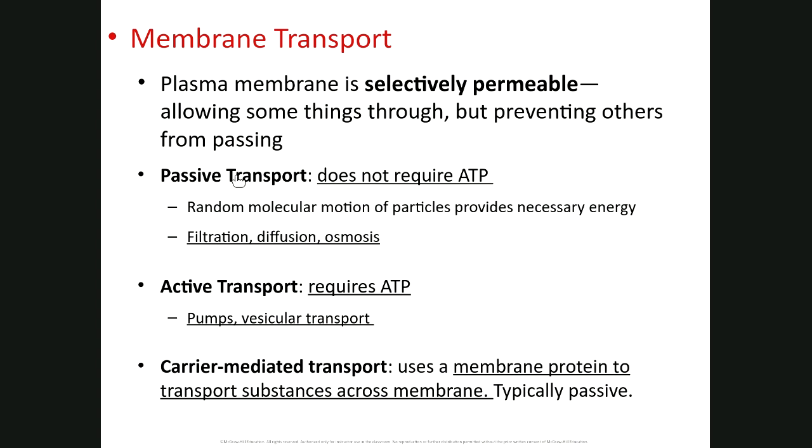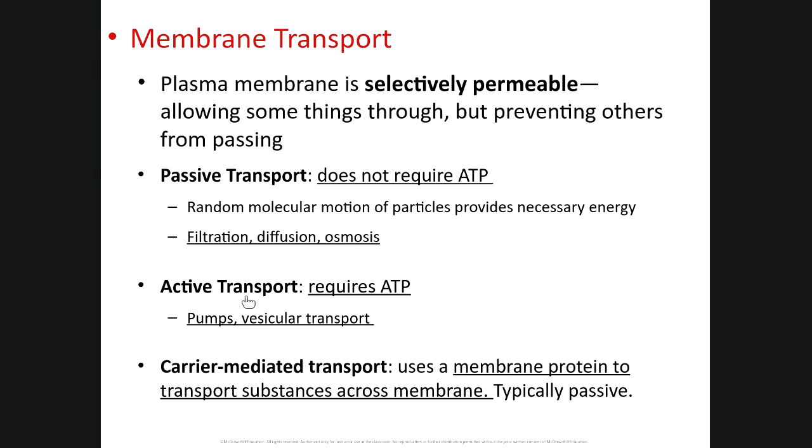And we're going to talk about specific examples of passive transport, such as filtration, diffusion, and osmosis. These are the 3 kinds of passive transport that you need to know about. But for this course, we're really going to focus much more on diffusion and osmosis. In Bio 139, you will go in detail about filtration. So we're really not going to cover the details of filtration, mainly diffusion and osmosis.